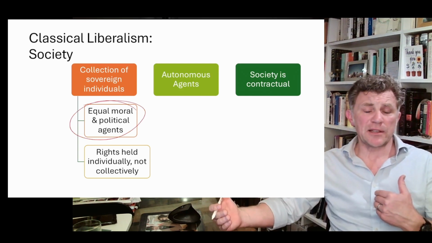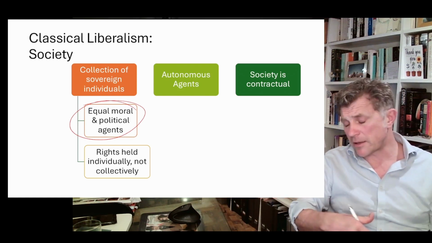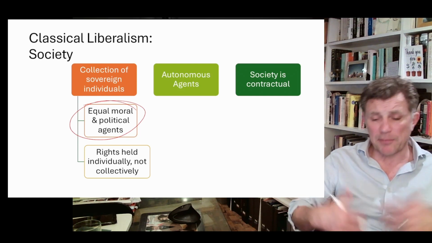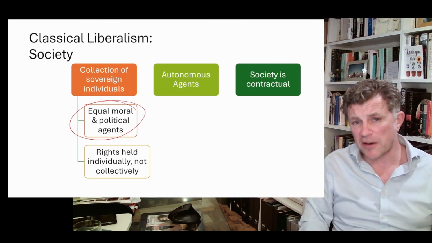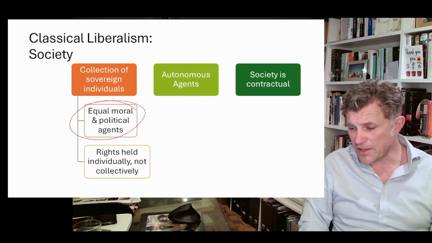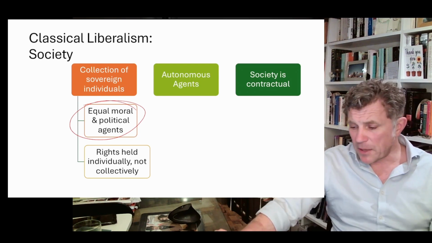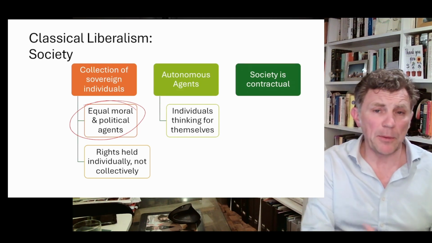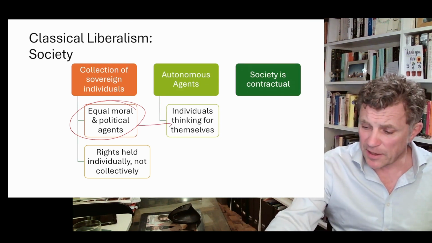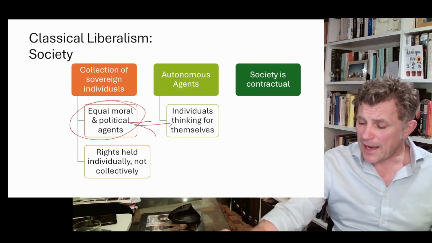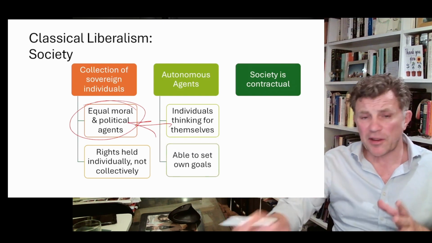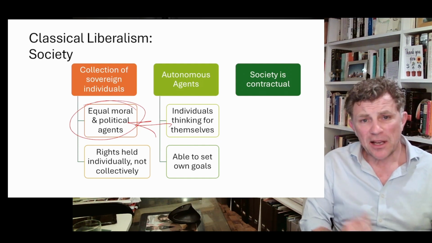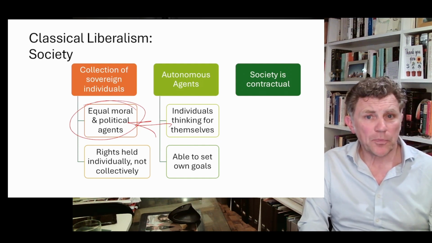And if you have collective rights, then obviously the individual is going to be secondary to the collective, which means that the individual is a means to an end. It means you're moving towards some sort of totalitarian state, communism or fascism. But no, we're dealing with autonomous agents, and we recognize that all of these individuals are capable of thinking for themselves. That's why they've got that agency. And from that, it follows that they are obviously able to set their own goals. They don't need anybody else to tell them what to do.